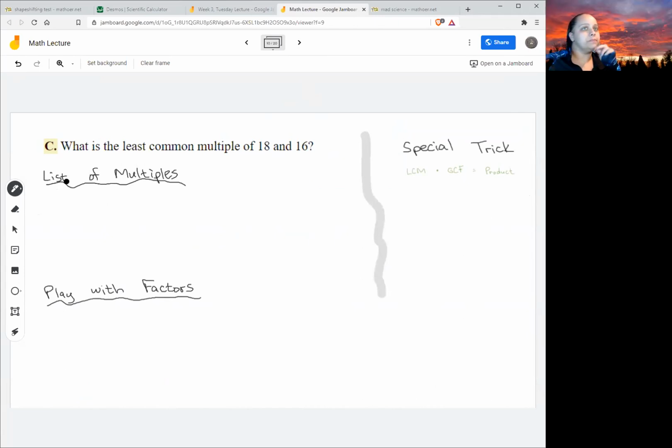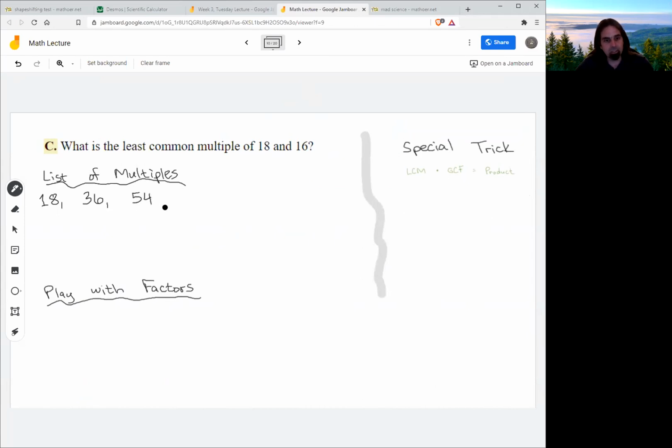List of multiples. Okay, 18 and 18 is 36. Another 18 is going to give me 54. Another 18 is going to give me 72. Another 18 is going to give me 90. Somebody check my mental math because it's getting late.